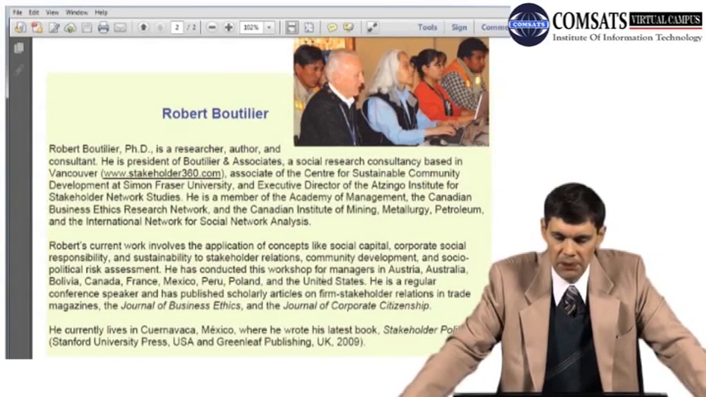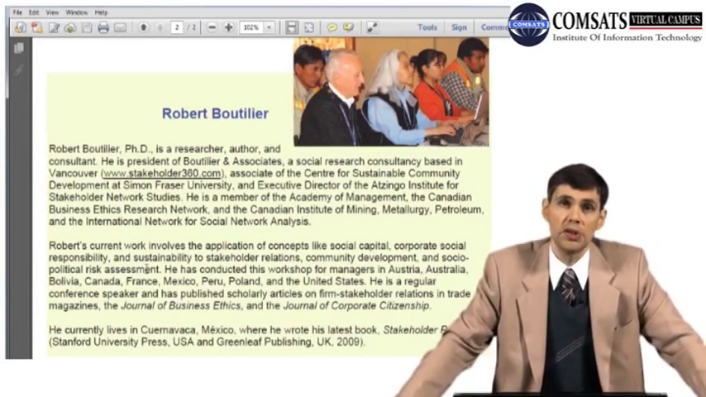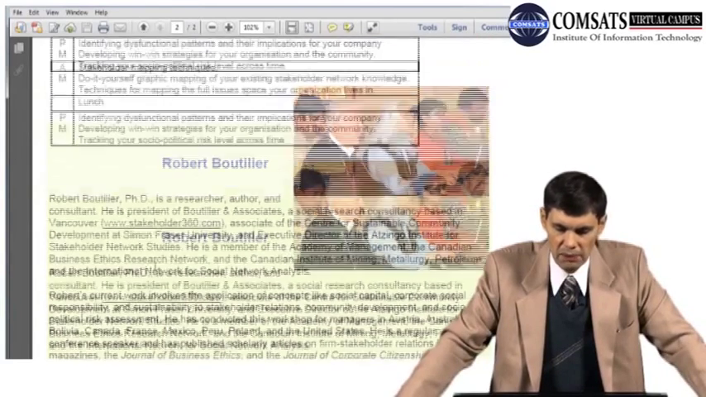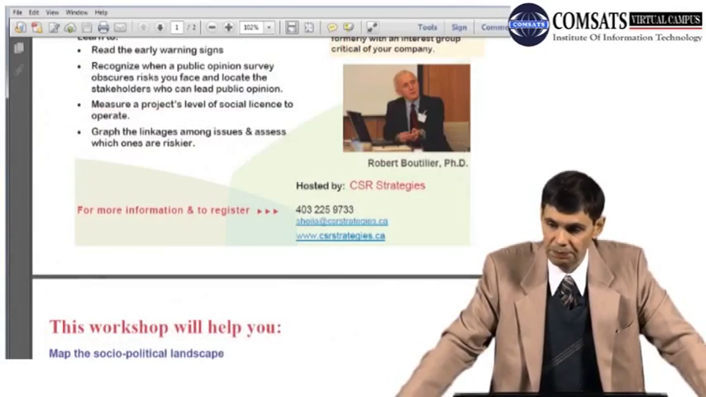And this is one of the books which I wanted to recommend to you, Stakeholder Politics, by this gentleman over here, Robert Boutilier. He's a French-Canadian, and he has also done a lot of work on project stakeholder management and engagement. This is also something which you might like to have a look at.